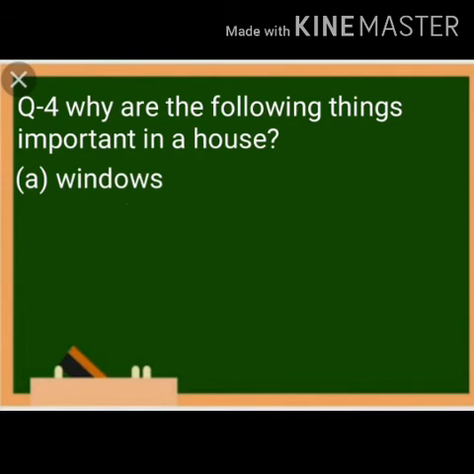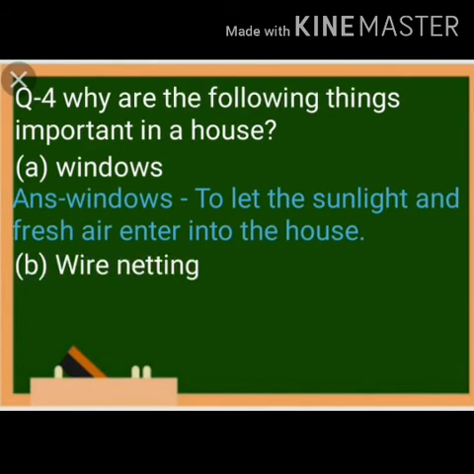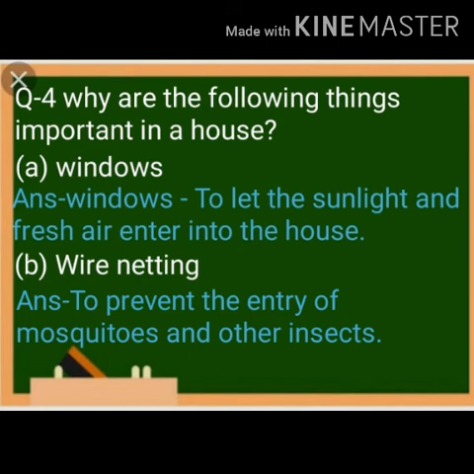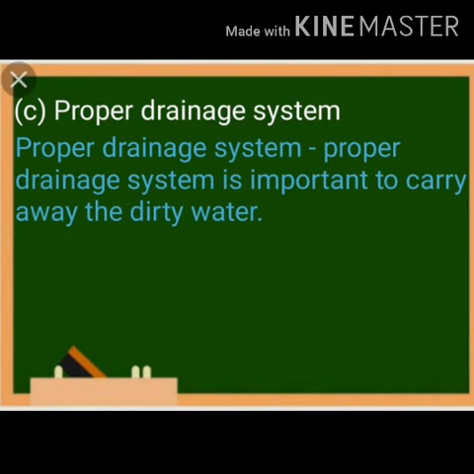Now fourth question. Why are the following things important in a house? A. Windows. Windows let the sunlight and fresh air enter into the houses. B. Wire knitting. Wire knitting prevents the entry of mosquitoes and other insects. C. Proper drainage system. A proper drainage system is important to carry away the dirty water.